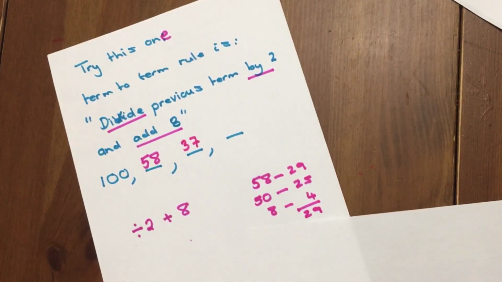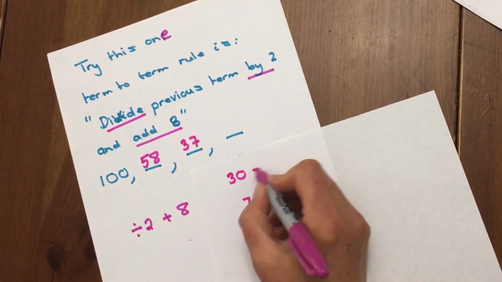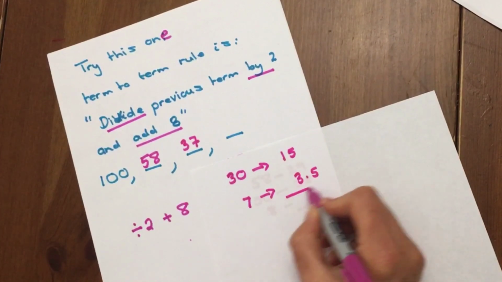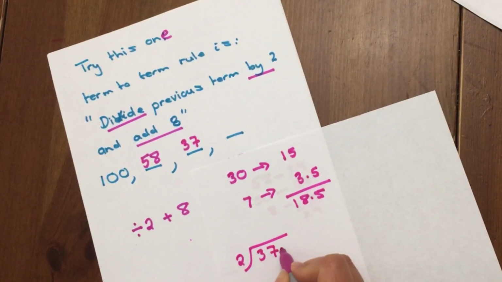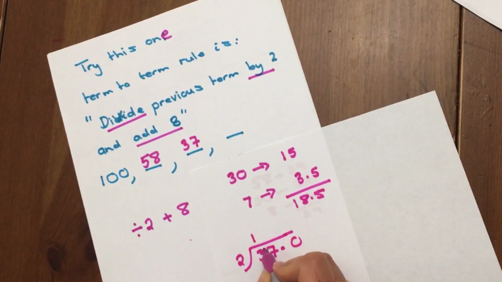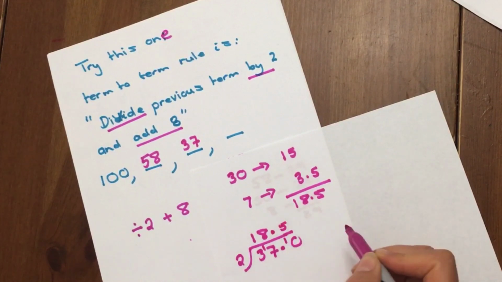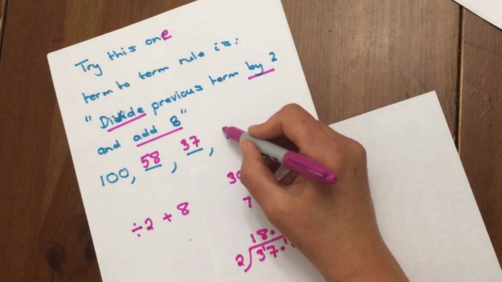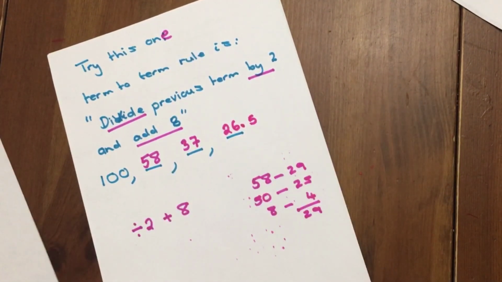Okay, now I've got a trickier one, halving 37. So halving 37, I'm going to halve 30, I'm going to halve 7. Half of 30 is 15, half of 7 is 3.5, add the two together. Or you could have done the bus stop, 2 into 37. 2 into 3 goes 1, remainder 1, 2 into 17 will go 8 times, 2 times 8 is 16, remainder 1, 2 into 10 will go 5. So I've halved 37 to get 18.5, then add 8 would give me 26.5. Okay, so a trickier one there.